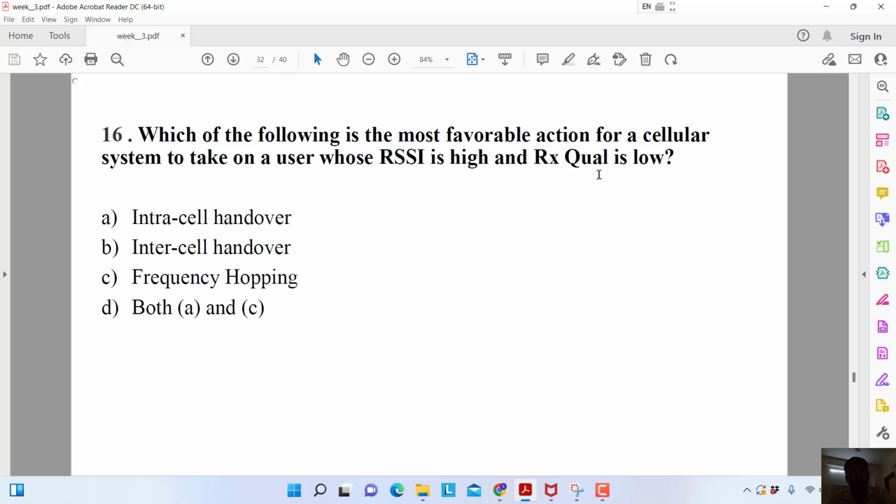We have four options. Intra-cell handover may be right because the condition is that we are near the base station and getting interference, so option A is right. Inter-cell is for two different cells, so it is wrong. Frequency hopping is also used to remove interference. So options A and C are favorable for this statement, RSSI high and quality low.